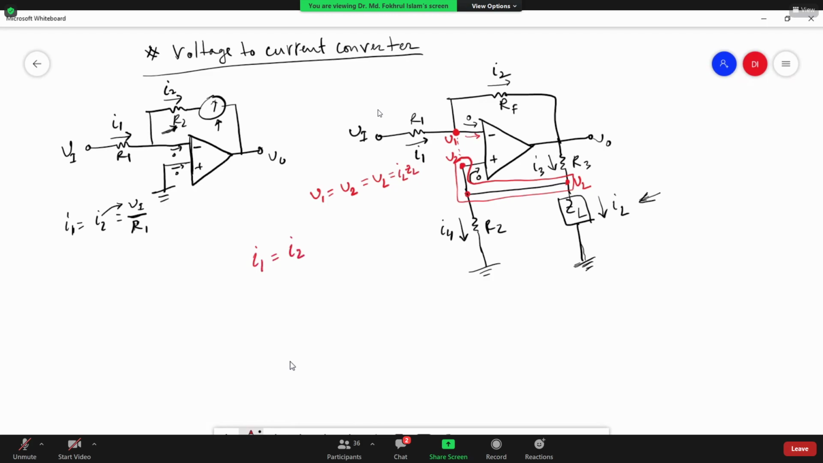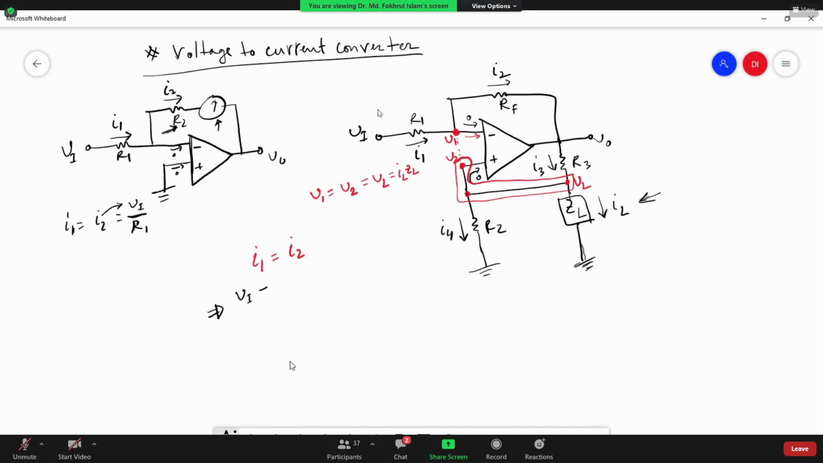So what is I1 here? VI divided by R1. Why VI divided by R1? VI minus V1.